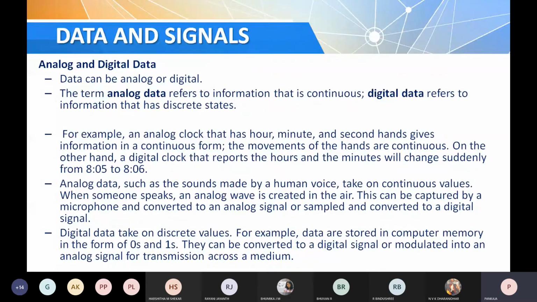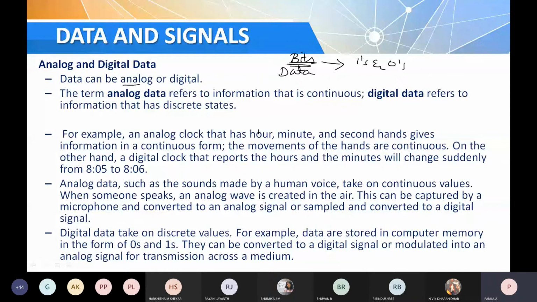Now whatever data I was explaining, it is in the form of bits. Okay, ultimately it should be converted. At the physical layer, I have the data in the form of bits, that is ones and zeros. Now this data can be represented as analog data or digital data. So what is the meaning of analog data, and how is it represented?